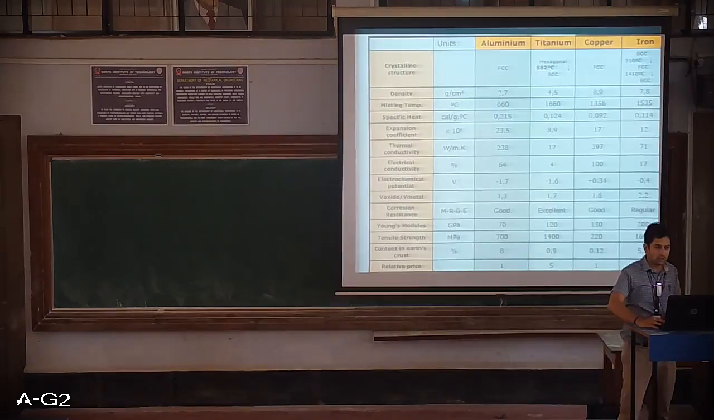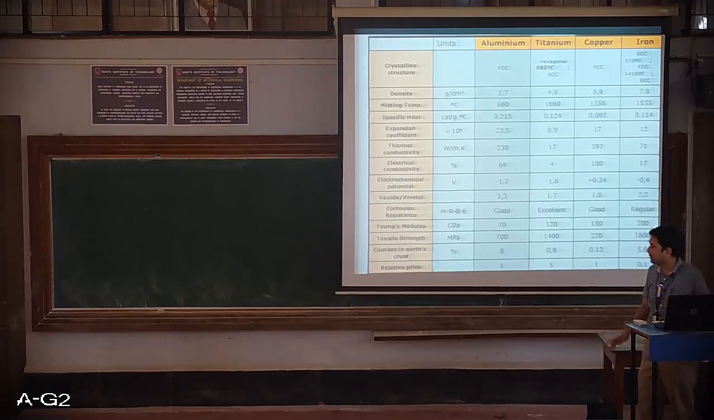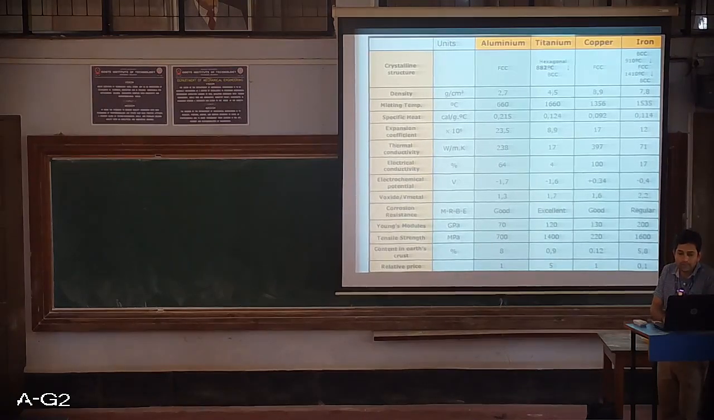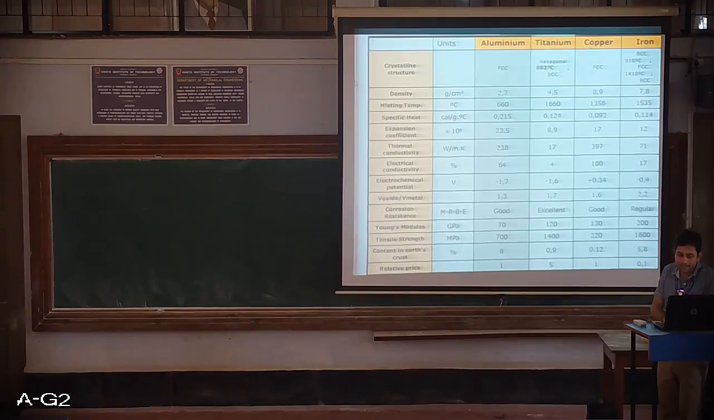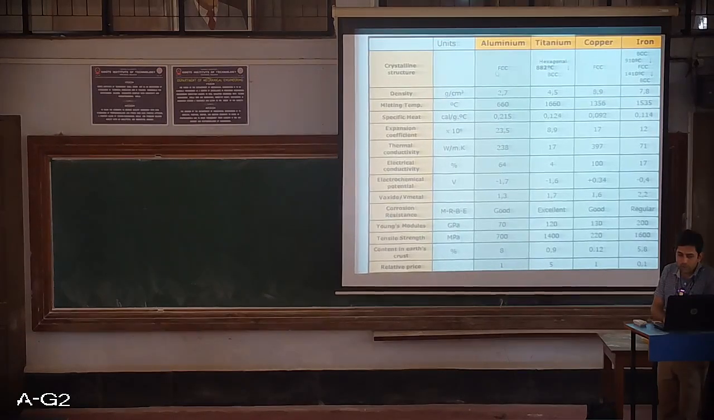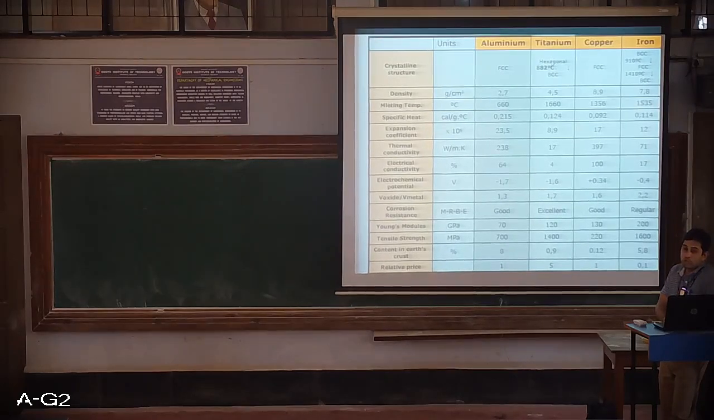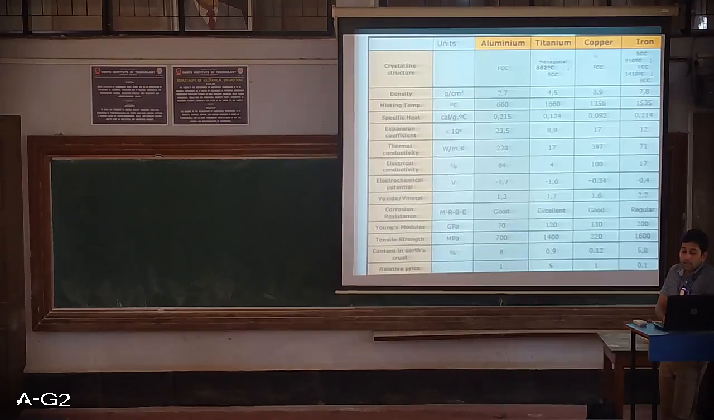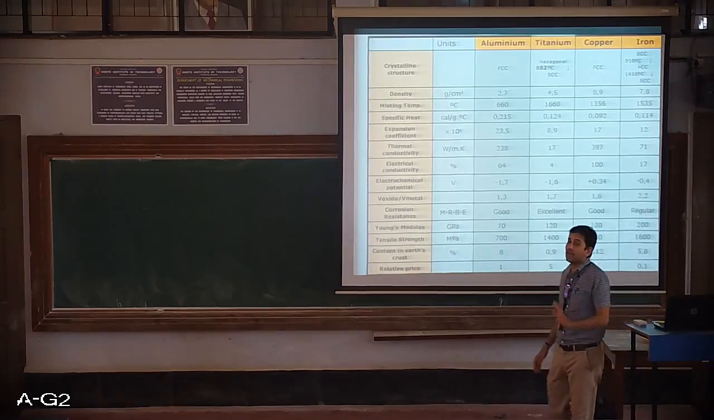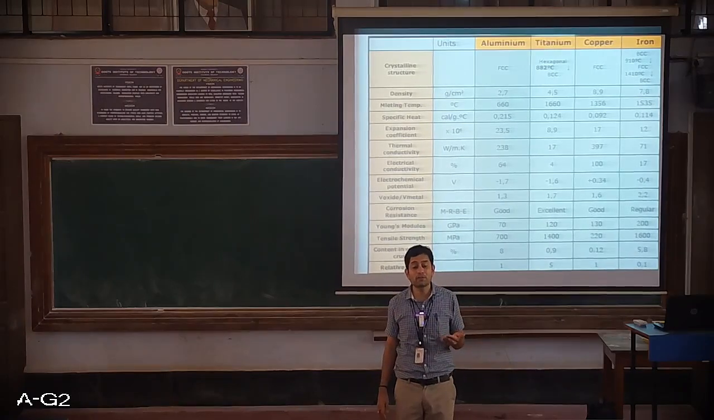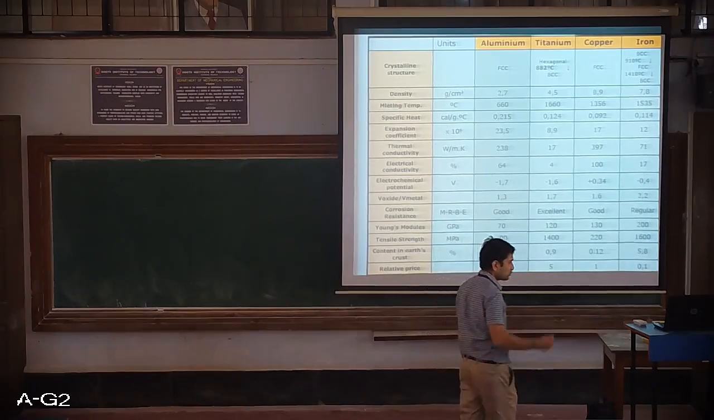Here again I have put a table. This table shows the different types of non-ferrous metals like aluminum, titanium, copper, and iron, and the crystal structure each shows. For example, aluminum shows FCC structure, titanium shows hexagonal close packed structure, HCP, copper shows FCC, and iron shows three different types of structures. What are those called? They are called the allotropic forms of iron. At different temperatures, different crystal structures are shown by iron. That is what is mentioned over there.